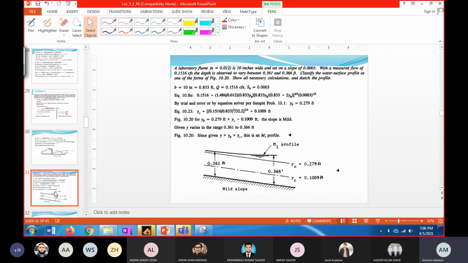So this is also a very similar question. Here also the width of the channel is given, the discharge value is given, and the bed slope is given. So you'll be using Manning's equation to get the uniform flow depth, and then you'll be determining the critical depth value. Using the uniform flow depth and critical depth value, you'll be classifying the flow, classifying the water surface profile. So according to the values in this slide for critical and uniform depth, the slope is M1.